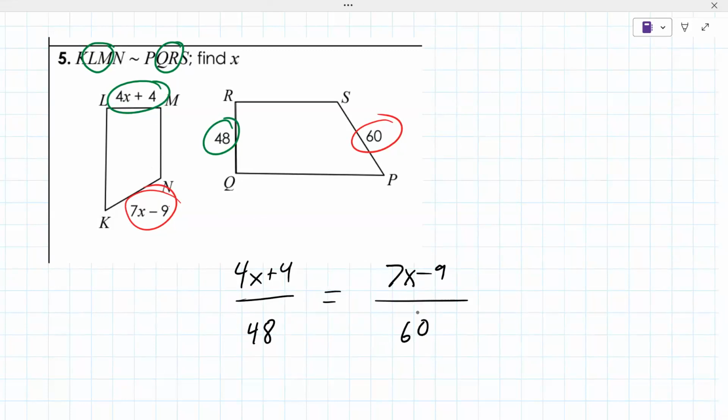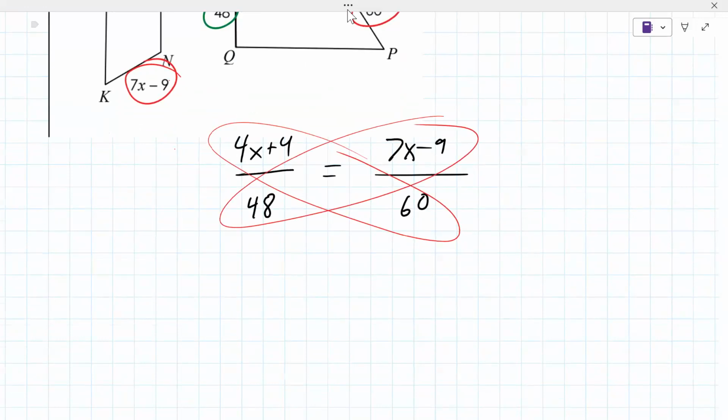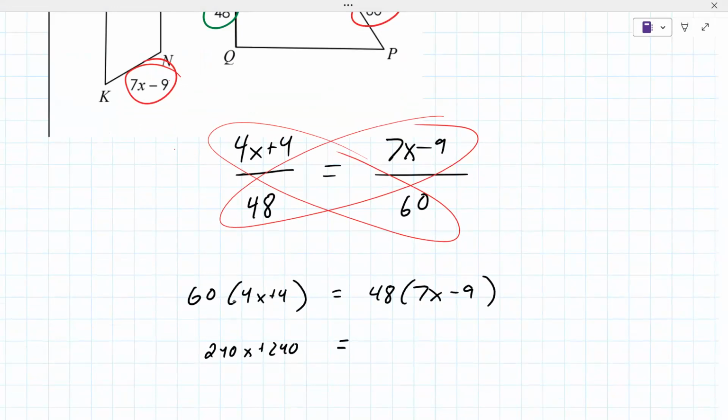Is that clear-ish? Okay. Do you remember how to solve a proportion like this from last time? Oh, yeah, the butterfly. Yeah, I've got to diagonally multiply here. So 60 times 4x plus 4 equals 48 times 7x minus 9. There's a few shortcuts here. I would just tell you to multiply in. You said you're allowed to use a calculator. The numbers do get kind of large, but you've got a calculator, no sweat on that.